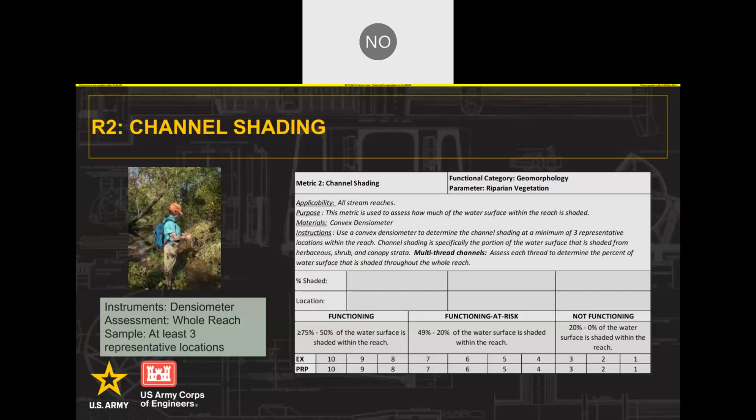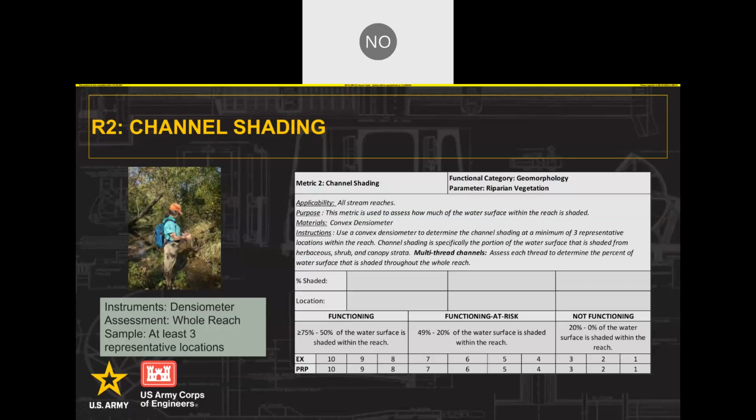So our second metric, and Sydney talked about this one a little bit earlier, is channel shading. And so we are looking at how much canopy coverage you're getting standing in the center of the stream. Usually, I think Denise is on the side there a little bit, but close enough, I guess. And you're going to use a convex densiometer, and there's some grids on it. I'll show you a photo in a minute. And you're basically looking at that, and you're estimating how much coverage you have overhead.